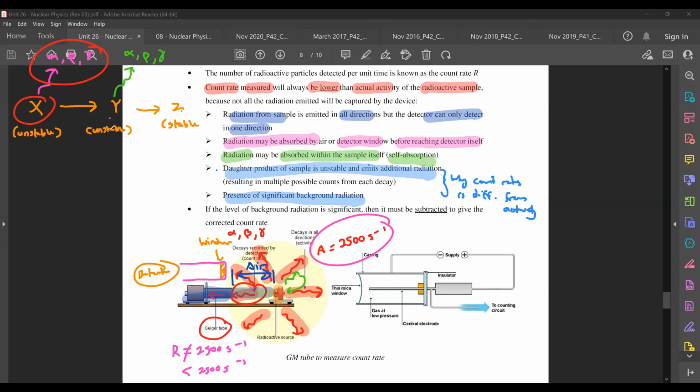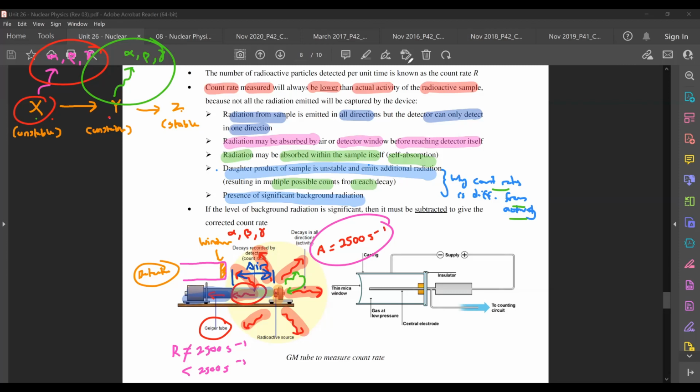But because your X decays to Y and Y is also unstable and emits its own radiation, you're also detecting this set also. So that could account for why your count rate is different from the actual activity of a particular nuclei that you're testing. Okay, that's what this one means. You get multiple possible counts from each decay.